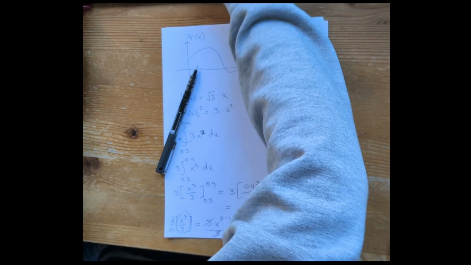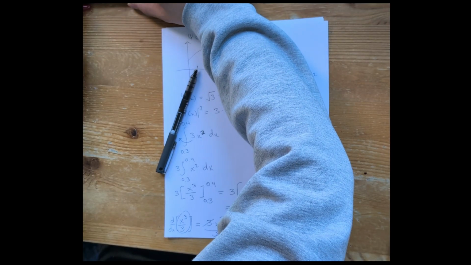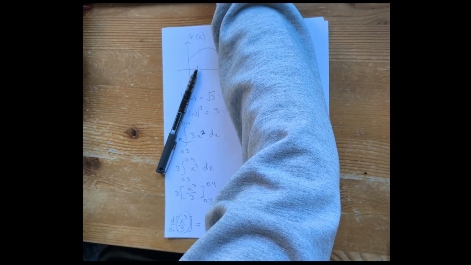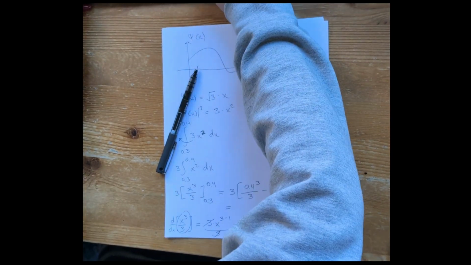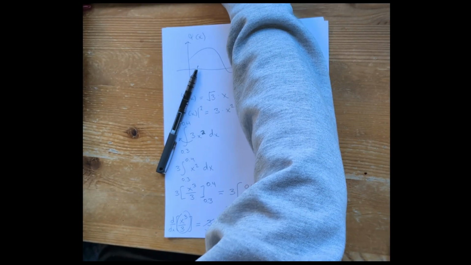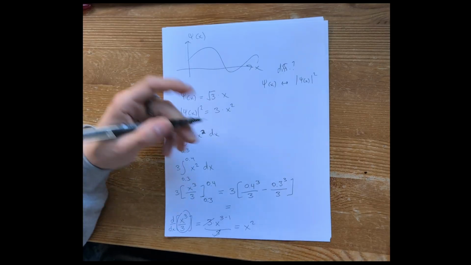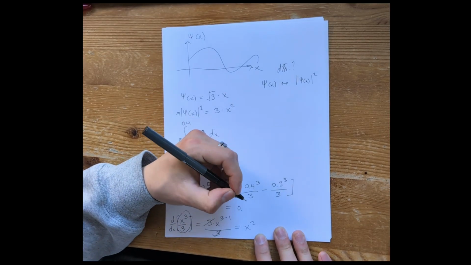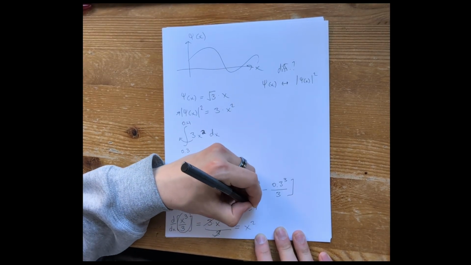Denominator is 3, all of that being subtracted by another fraction. Numerator has 0.3 to the power of 3. Denominator is also a 3. Let's see if this gives us, this looks like the right answer, 0.037.